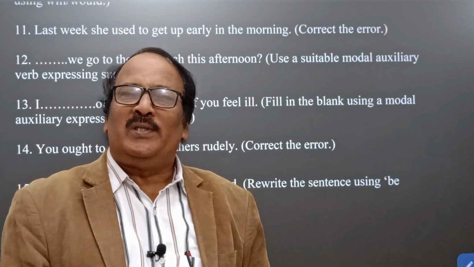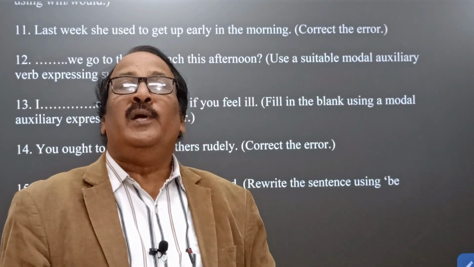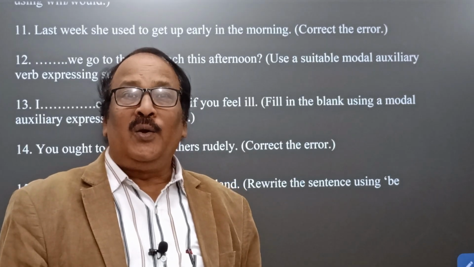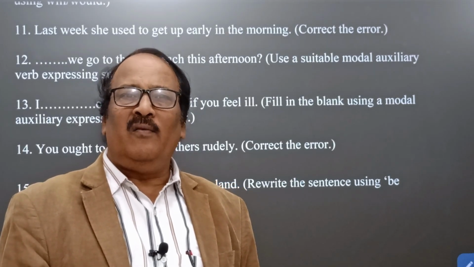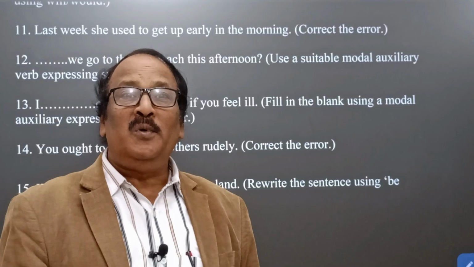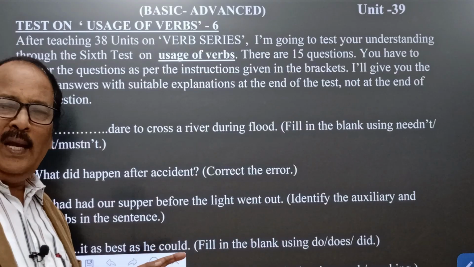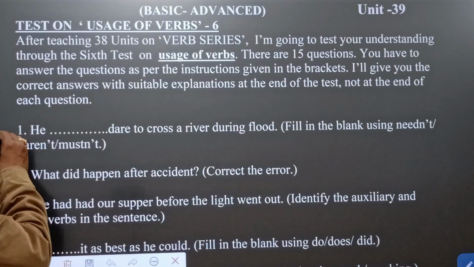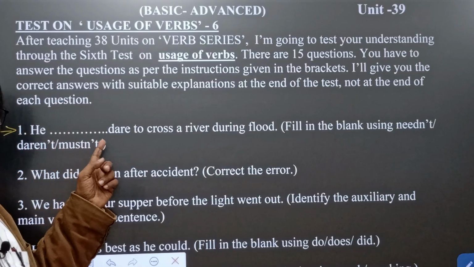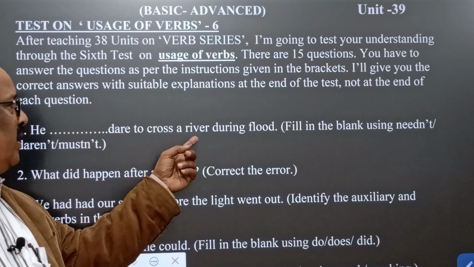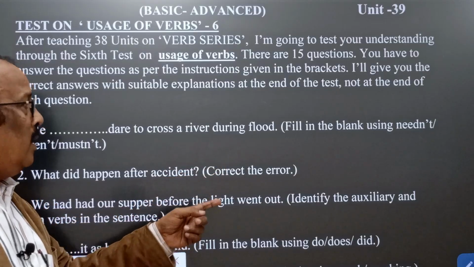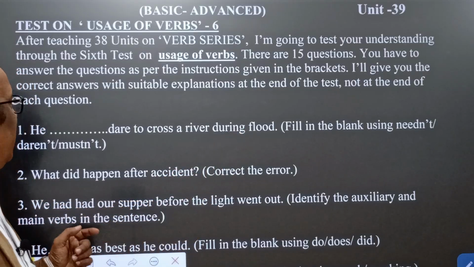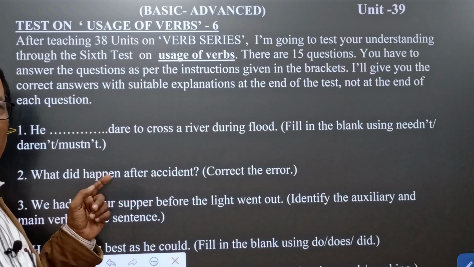These are the 15 questions and it is now my turn to answer each and every question with suitable reasons behind. Let's start answering the questions. Question number 1. He blank dare to cross a river during flood. Fill in the blank using needn't, daren't, mustn't.